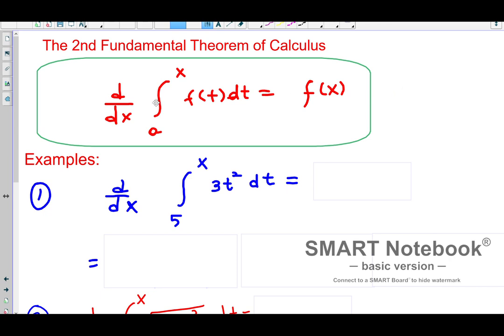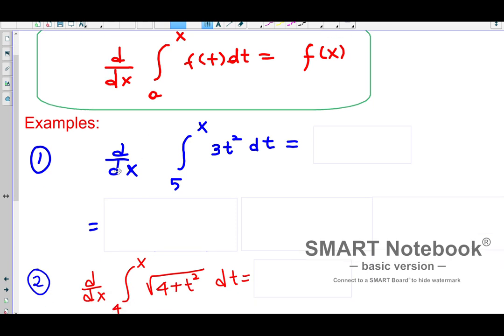Simply speaking, if you have the derivative of an integral, they cancel each other, and you're going to end up with what was inside evaluated at the upper quantity x. And for this to work, the lower limit is always just a constant. For example, if I have the derivative of the integral from 5 to x of 3t squared dt, say I didn't even know this theorem, what would I do?